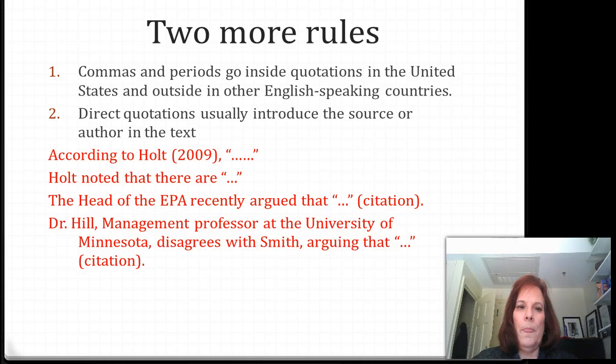Two more rules. In the United States, commas and periods go inside quotation marks. In other countries, other English-speaking countries, you will notice that it goes outside. But here, according to Holt, 2009, comma, and then you have the quotation, and the period goes inside, not outside. When you have the citation, the period goes after the citation at the end of the sentence. Look at these three examples.